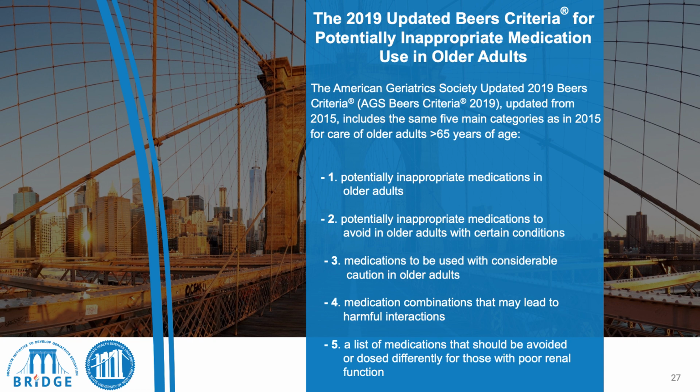Combinations that may lead to harmful interactions should be identified and hopefully eliminated or limited in use. And a list of medications that should be avoided or dosed differently for those with poor renal function. So those are the criteria covered under the 2015 and now updated 2019 Beers criteria.